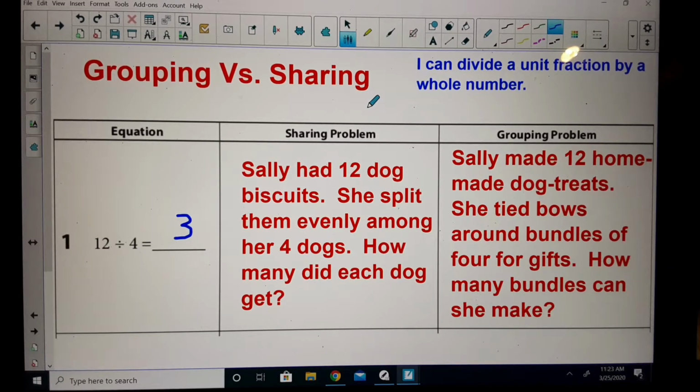Now the grouping. Sally made 12 homemade dog treats. She tied bows around bundles of 4 for gifts. How many bundles can she make? Notice the question. It's saying how many bundles, how many groups can she make? We know they are groups of 4. So she put 4 together, tied them up, put another 4 together, tied them up, put the last 4 together and tied them up. She was able to make 3 groups. Since grouping problems answer how many groups, that is a grouping problem.